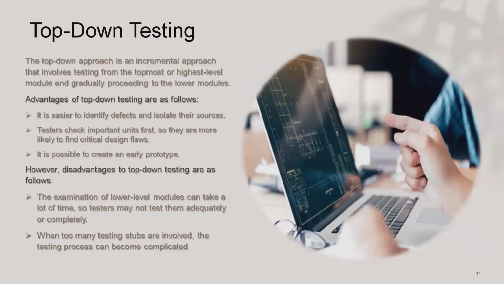Now, top-down testing. The top-down testing approach is an incremental approach that involves testing from the topmost or highest level modules and gradually proceeding to the lower modules. The advantage is that it is easier to identify defects and isolate their sources. Testers check important units first, so they are more likely to find critical design flaws. It is possible to create early prototypes.